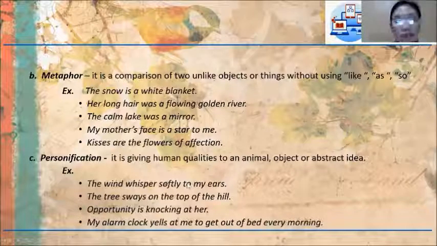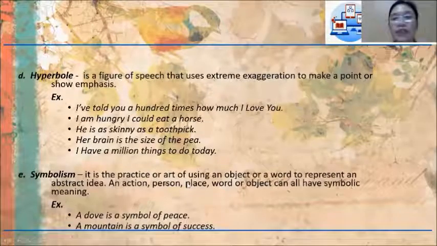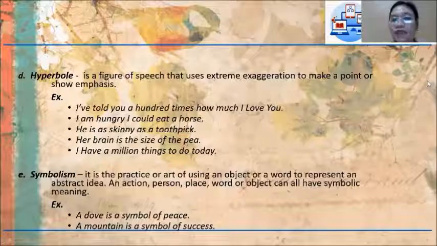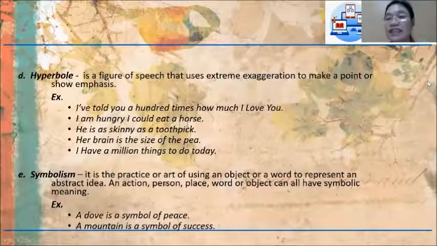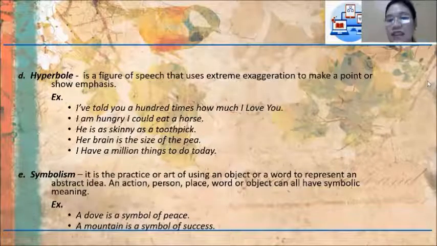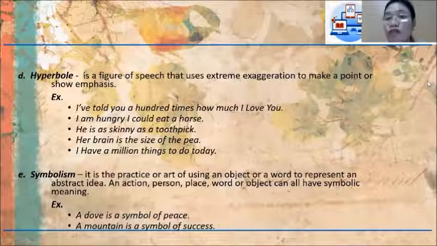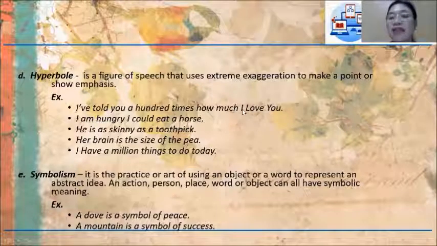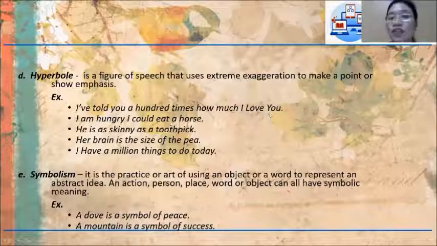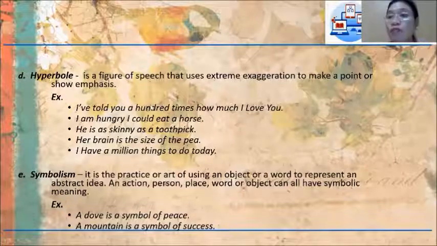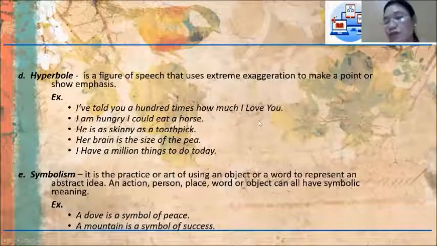So that is personification. Another one is hyperbole. Hyperbole is a figure of speech that uses extreme exaggeration to make a point or show emphasis. So in here, we make use of extreme exaggeration. For example, I've told you 100 times how much I love you. So there is an exaggeration here of how many times you said I love you.